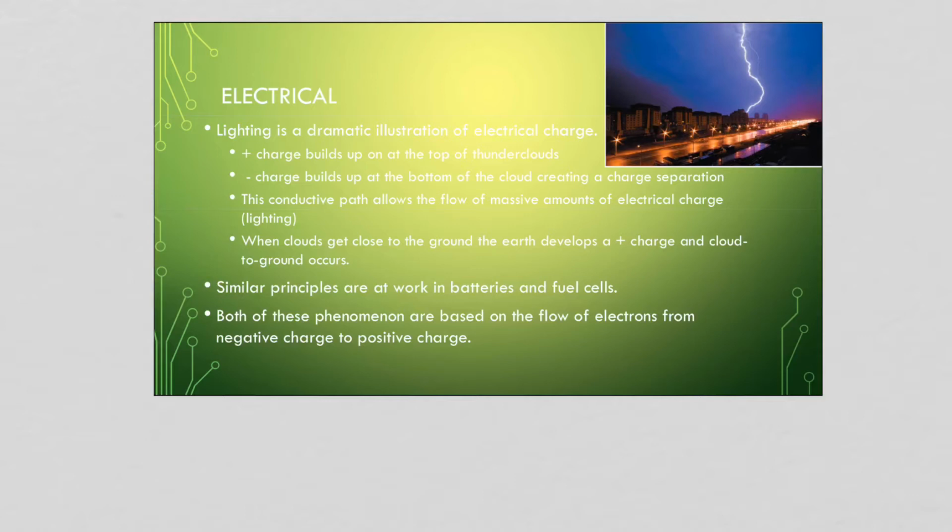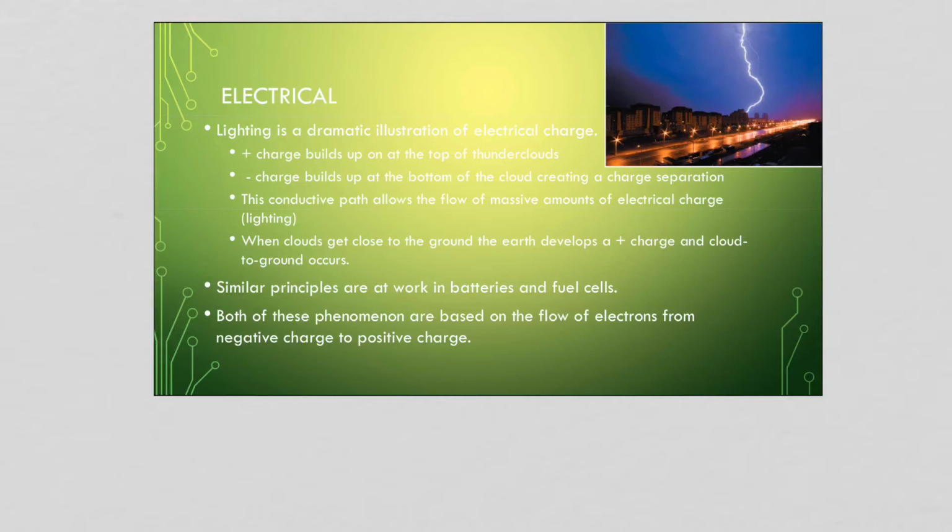Now, the vast majority of lightning occurs in the atmosphere, in the clouds. It doesn't actually ever reach the ground, and we can see this sometimes up in the sky. We call it sheet lightning or other words for it. But when clouds get close to the ground, the Earth develops a positive charge, and the cloud-to-ground lightning occurs between the negative charges present at the bottom of the cloud base and positive charges on Earth. And that creates, again, a conductive pathway, and that discharge creates what we call cloud-to-ground lightning.